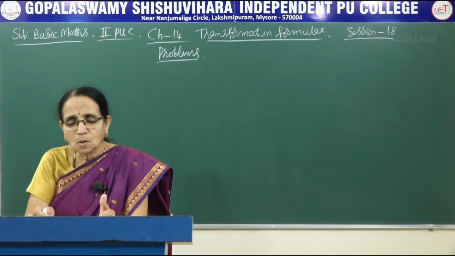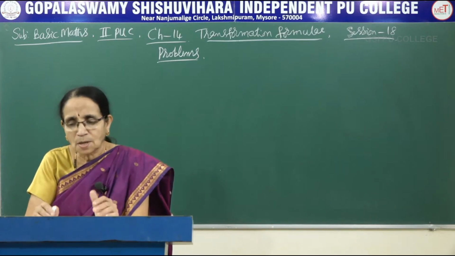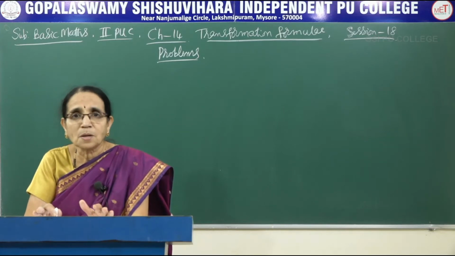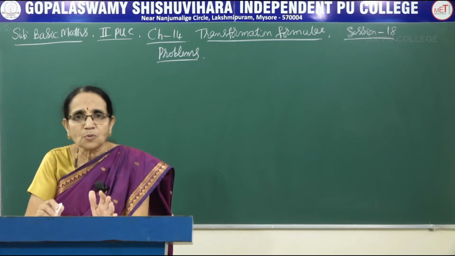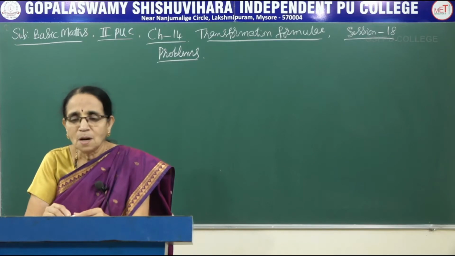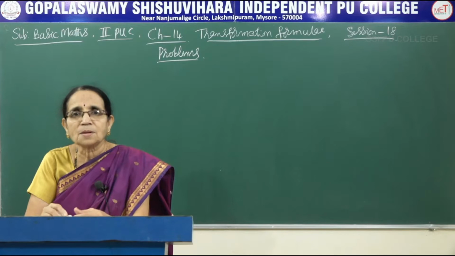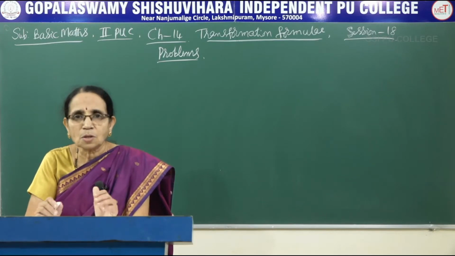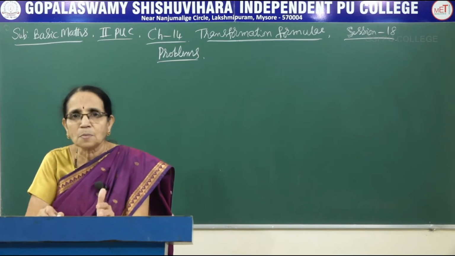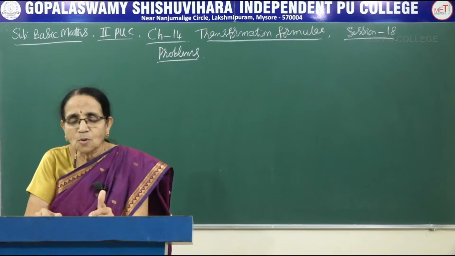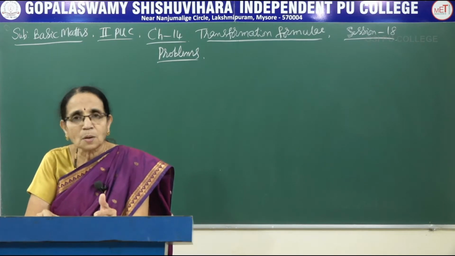So, I am going to work out some problems in today's session. I am going to conclude this particular chapter, which is chapter 14 of the trigonometry part. In trigonometry you had two chapters. One was on heights and distances. Now, in this one you had learnt about the compound angle formula, multiple angle formula, and finally we have come to the transformation formula and some problems I am working out.